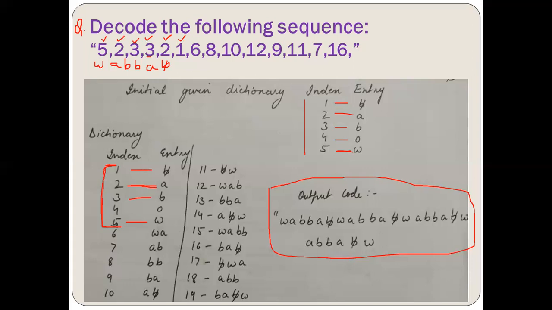Now doing the same procedure as we were doing in the encoding procedure. So let's see, we have to start with WA. W is already there in the dictionary at the 5th position. Now we are going to see WA. So WA is not there in the dictionary. So at the 6th position, I make a new entry for WA, right?